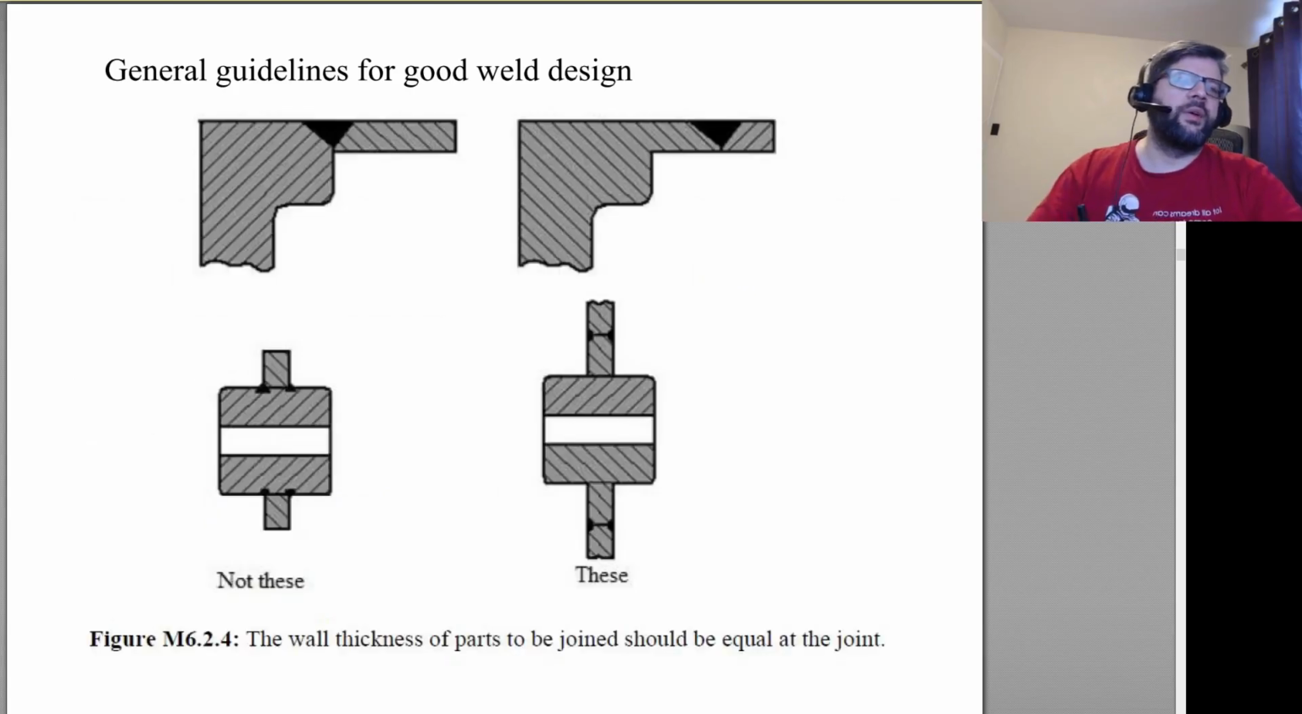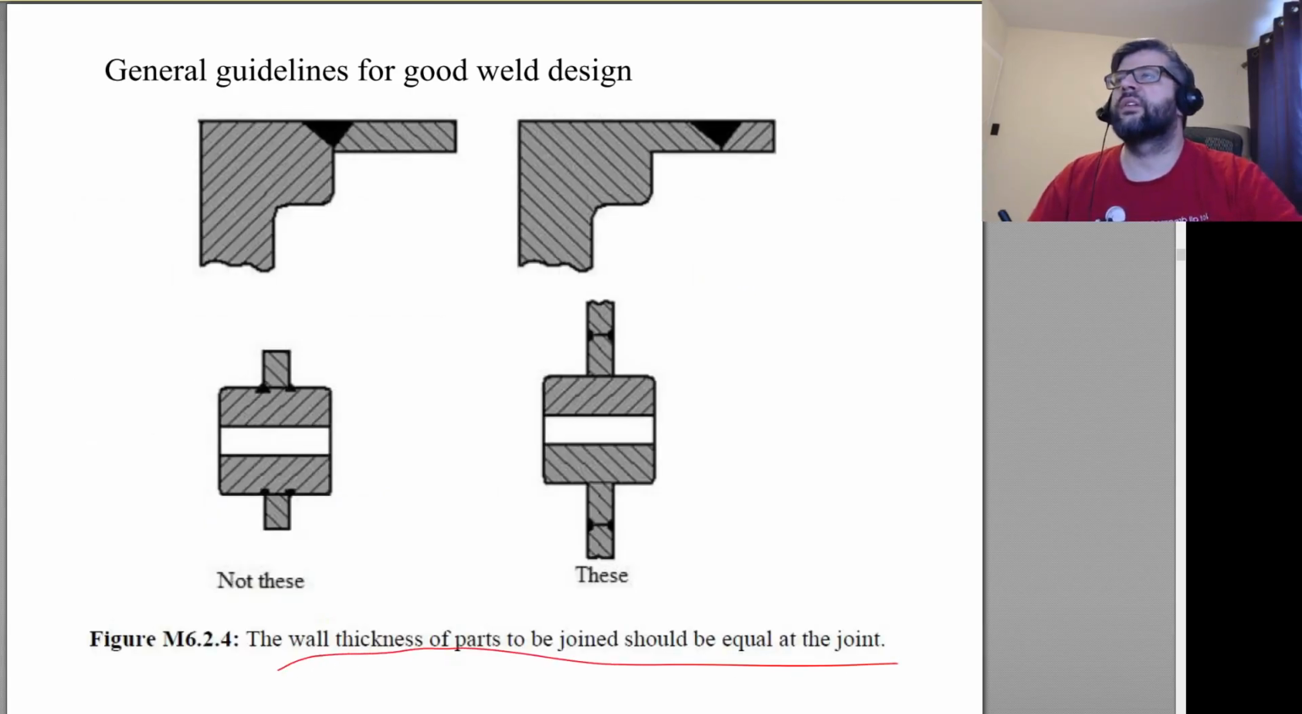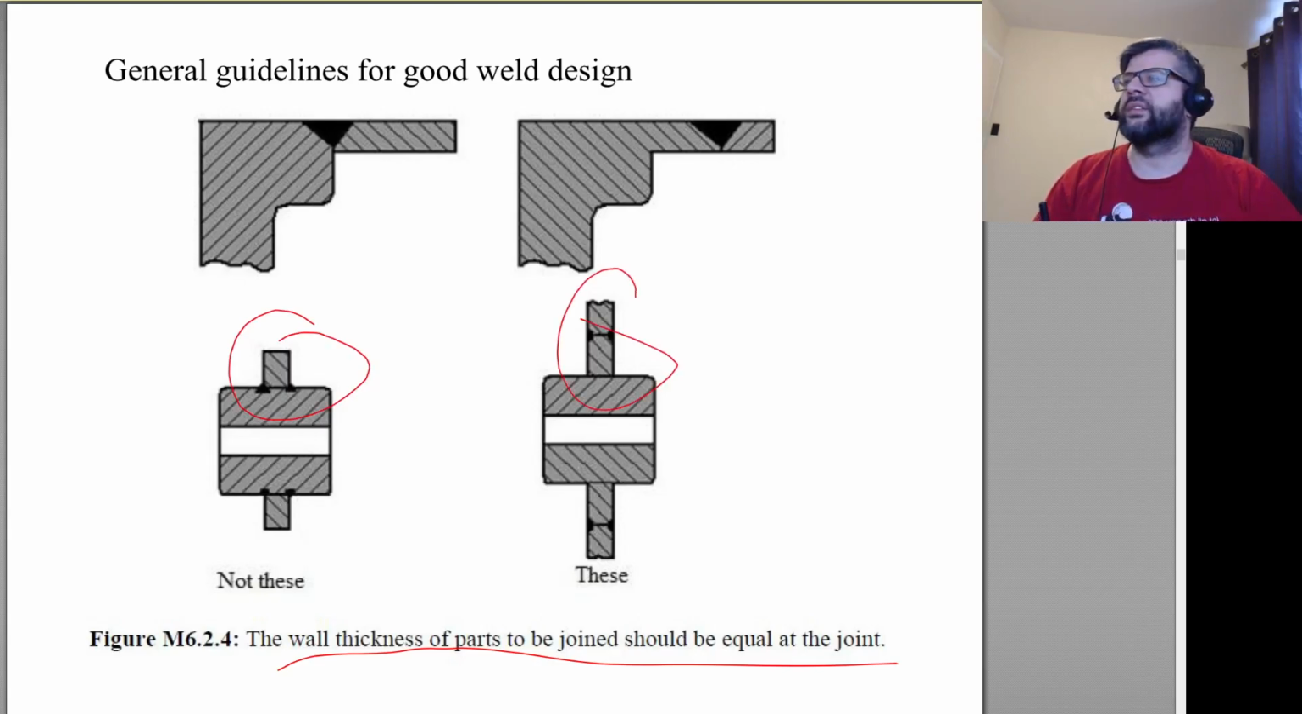Generally speaking, you want the wall thickness of the parts equal at the joint, and essentially that's to ensure that thermal effects affect each side equally, so that you don't get too much warpage. So you want to avoid something like this, and instead maybe do something like this.